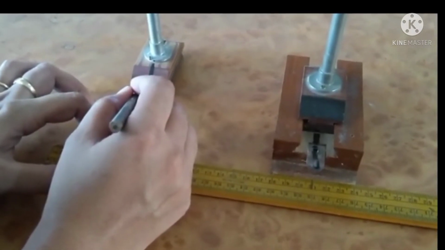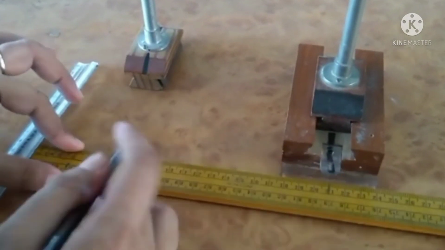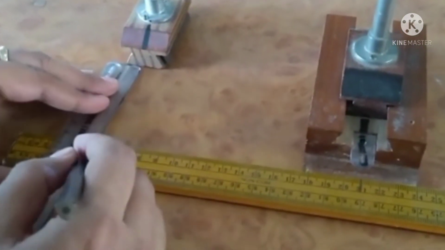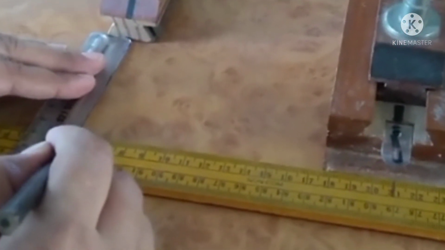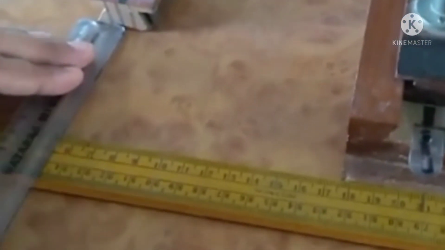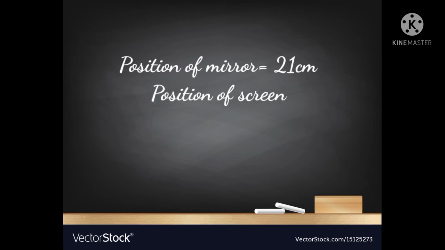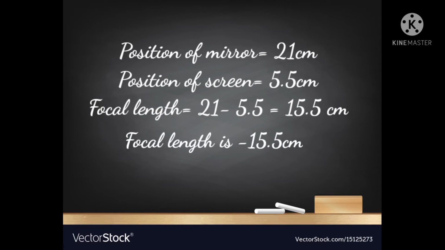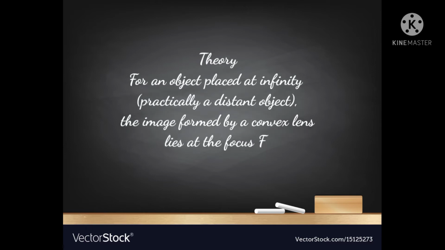The concave mirror was placed on 21 centimeter of the meter scale, as you can see here, and the screen is there on the 5.5 centimeter of this meter scale. So we can calculate the focal length now, as the position of the mirror was 21 centimeter, position of screen as 5.5 centimeter. So the focal length is 21 minus 5.5, that is 15.5, and it is in negative.